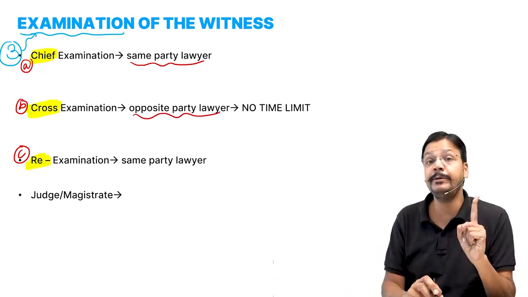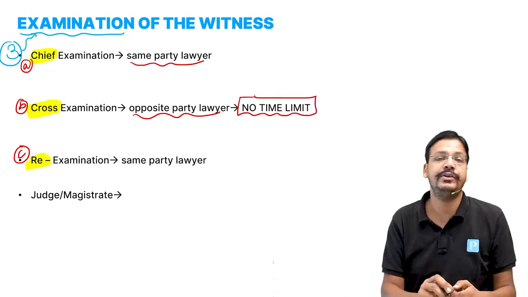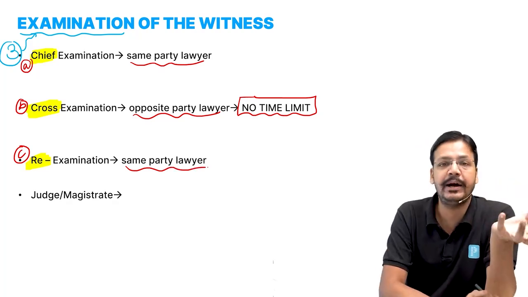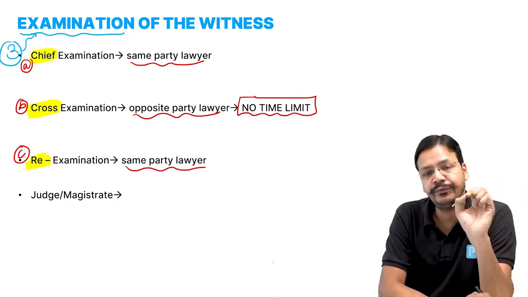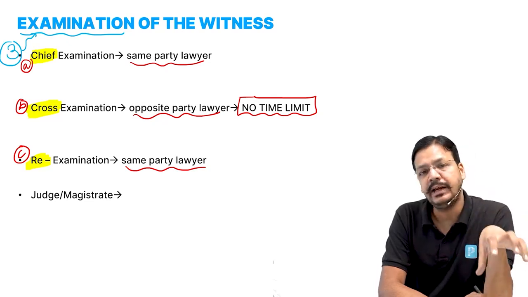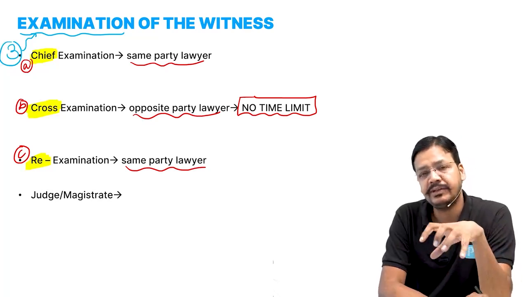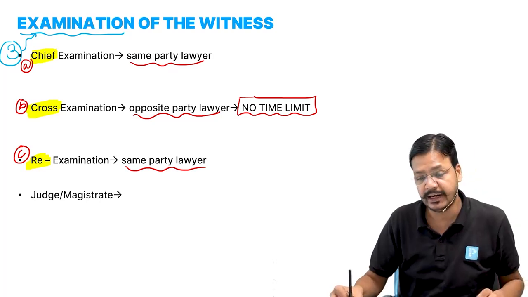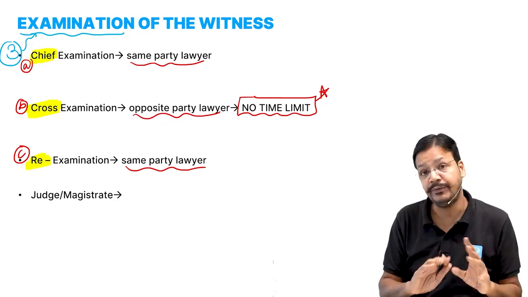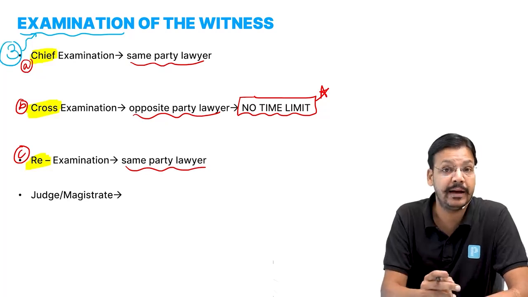Cross-examination is by the opposite party lawyer. And my dear friend, there is no time limit for cross-examination. And re-examination is again by the same party lawyer. So first, chief examination is by the same party lawyer. Second, cross-examination by the opposite party lawyer. Then re-examination again by the same party lawyer. But you can get a question: no time limit for cross-examination. It can take a few days, a few months also. So this is examination by lawyers.